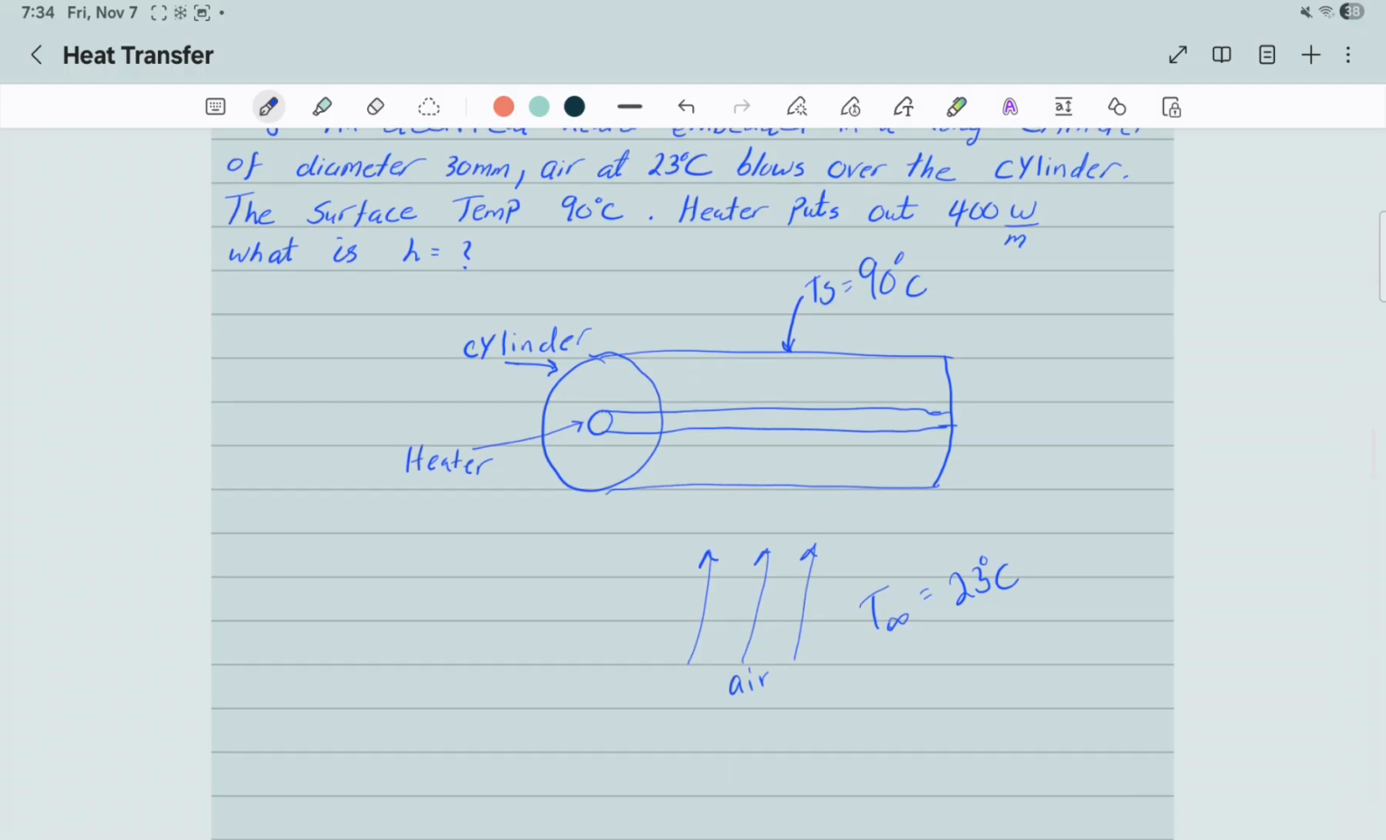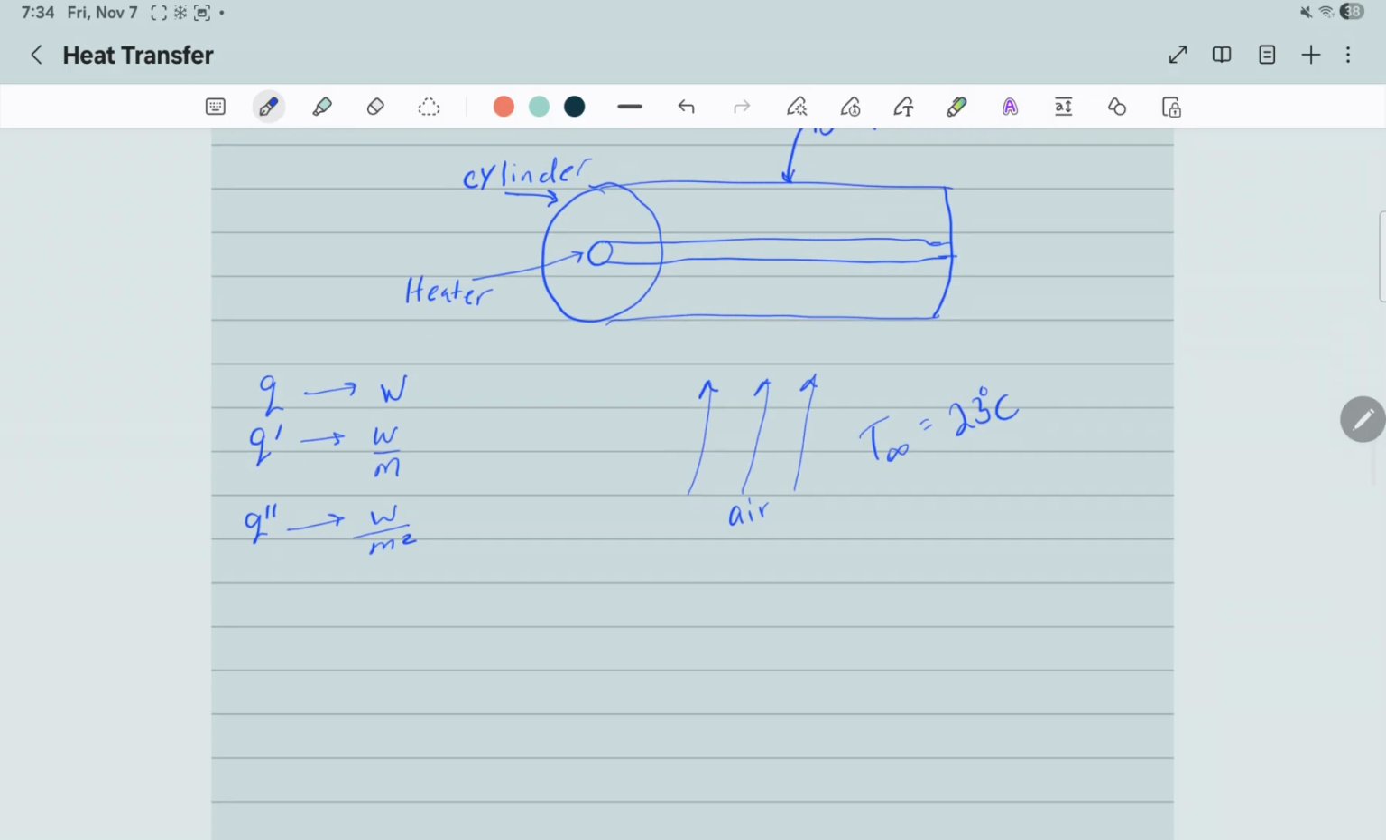Now the heater puts out 400 watts per meter. That is your Q. But what type of Q? So we have Q, which has units of watts. We have Q prime, which has units of watts per meter. And Q double prime has units of watts per meter squared. So in this one, Q prime equals 400 watts per meter.